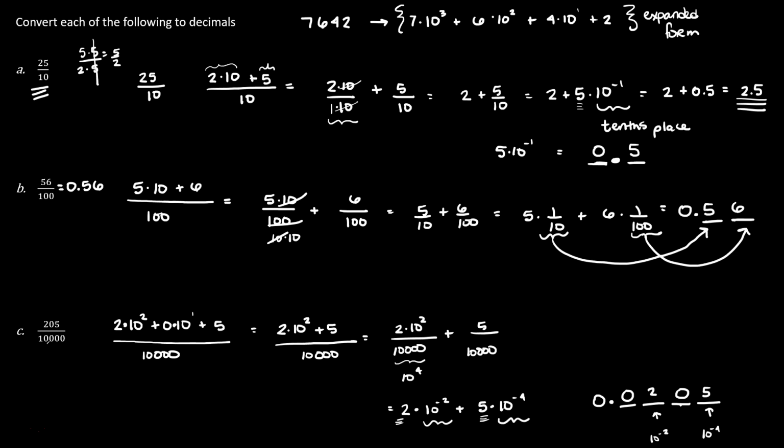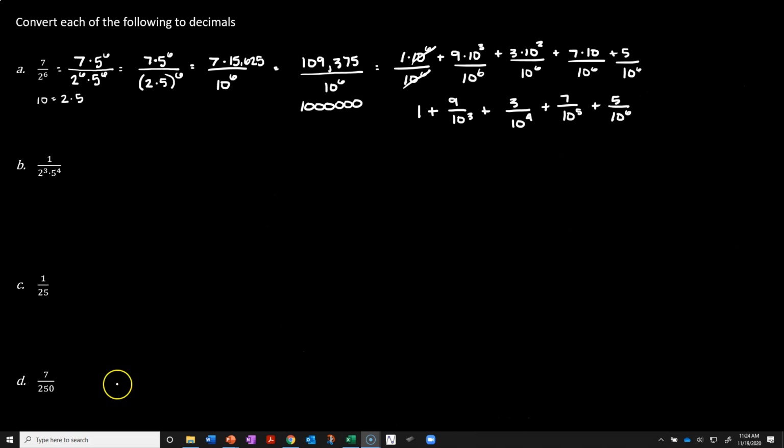So 205 over 10,000 is the same as the decimal 0.0205. And either way you write it, we would say that number 205 10,000ths. We just did some pretty convenient examples of converting fractions to decimals where the denominators were perfect powers of 10. But that doesn't always happen.